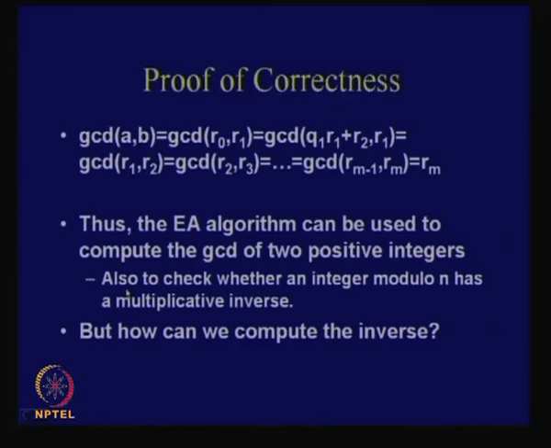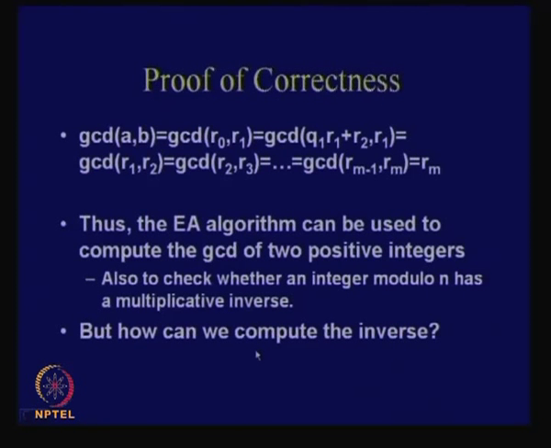How can you do that? How can you check whether a particular integer modulo n has a multiplicative inverse? We have studied this property. What is the property? GCD of a comma n is equal to 1. So, what I have to do is compute the GCD, and the GCD has to be 1. If the GCD is 1, then the element has a multiplicative inverse. But the question is, how can I compute the inverse? That is the next question.